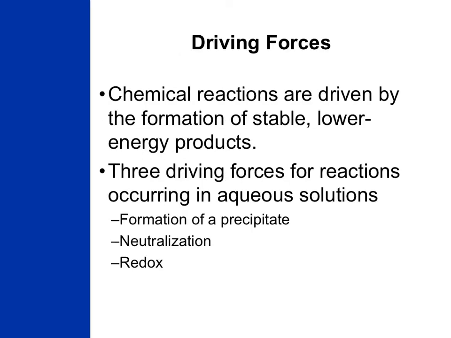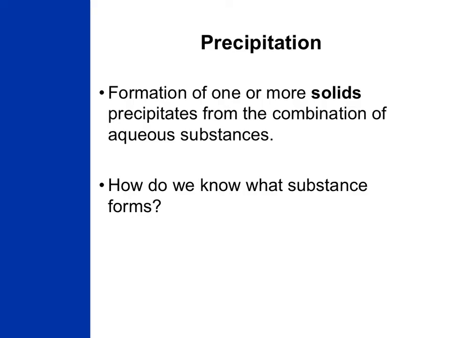Chemical reactions are driven by the formation of stable, lower energy products. With aqueous solutions, there's typically 3 things that are going to happen. We're either going to see formation of a precipitate, which is a solid coming out of the solution, a neutralization, which is what you see when you have an acid reacting with a base, or a redox type reaction where you have transfer of electrons between different substances. With this lab, we are focusing on precipitation reactions, or those that have a solid form and come out of solution once the reaction occurs.